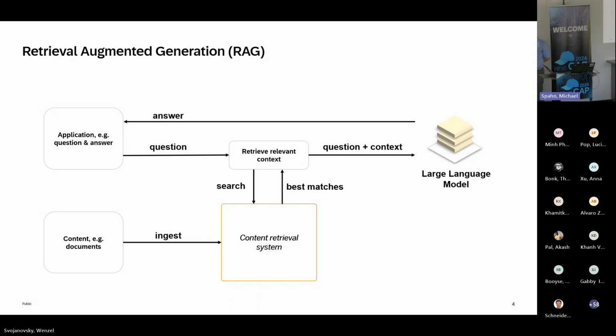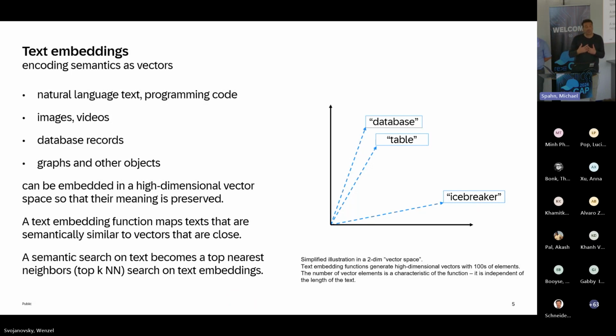You take a question from the end user, since when does HANA Cloud support this and that, and then you search for specific context that you then hand over to a large language model in order to produce these nice answers. So now the question, of course, is how can you create such a content retrieval, such a search system that will give you relevant context to an end user query? And one of the very effective approaches for that is leveraging text embeddings.